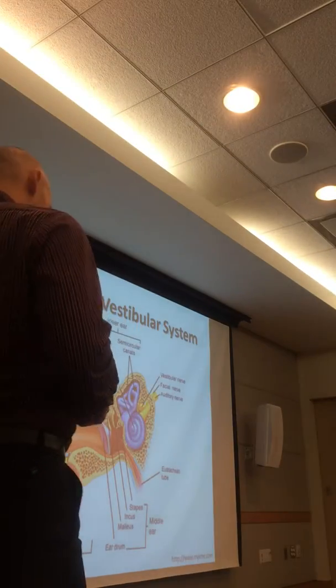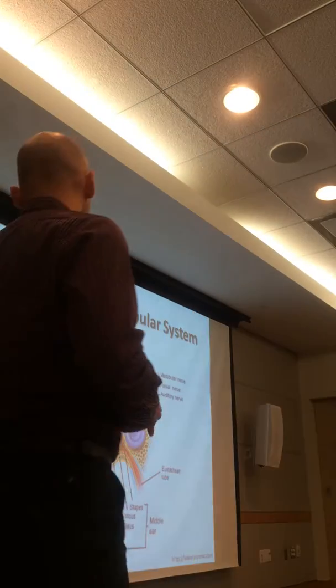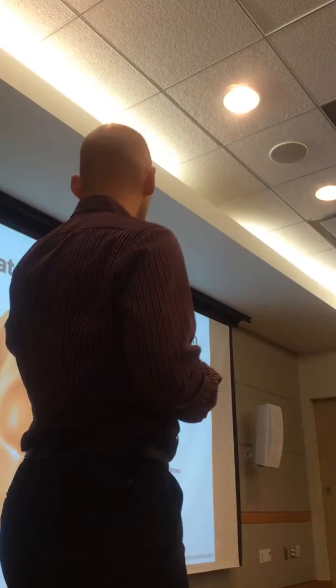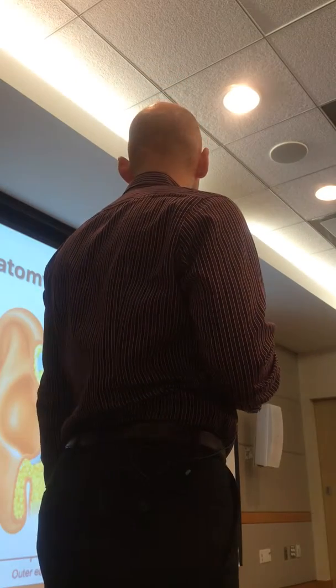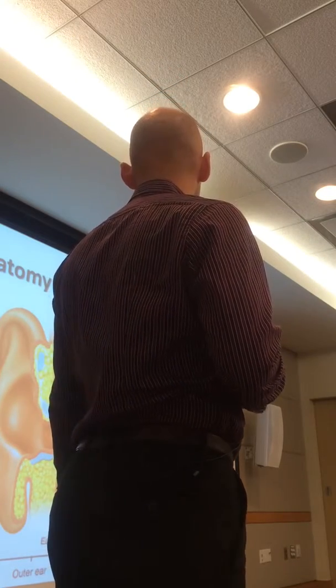So we have the outer ear here. We have the ear canal. We have the middle ear. So I have the eardrum, the malleus, the incus, stapes, and then we'll get to the inner ear. So here you have the cochlea, and here you have the vestibular system.